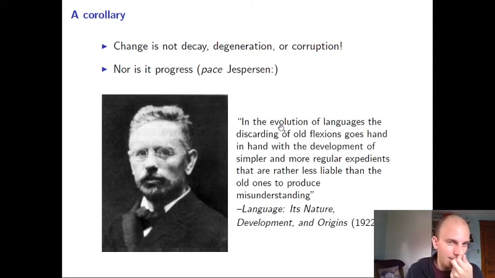This is Jespersen, who said, this was not always recognized to be the case. "In the evolution of languages, the discarding of old flexions goes hand in hand with the development of simpler and more regular expedients that are rather less liable than the old ones to produce misunderstanding." What Jespersen's getting at here is that language is getting better. We're evolving to be superior. No, we're not. It's not how that works. It's just different.